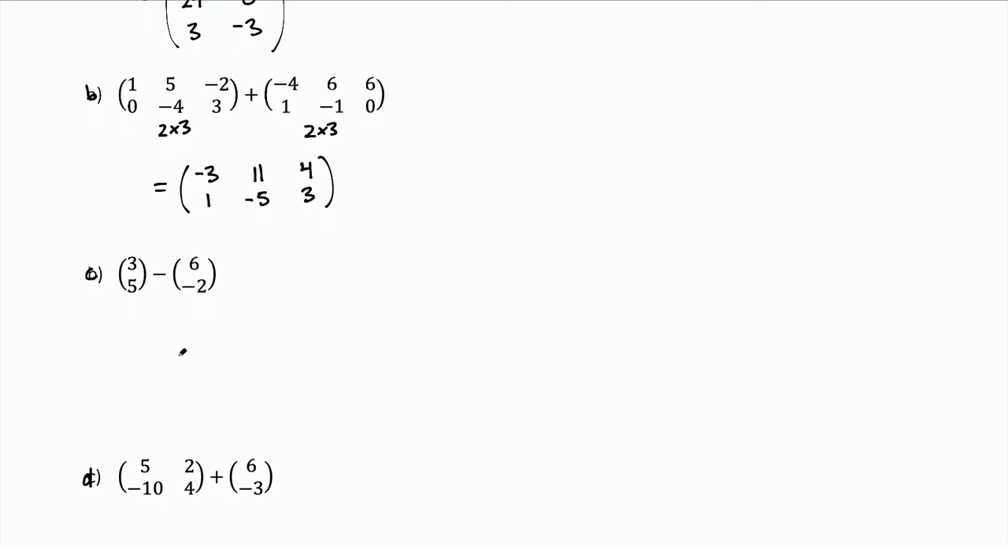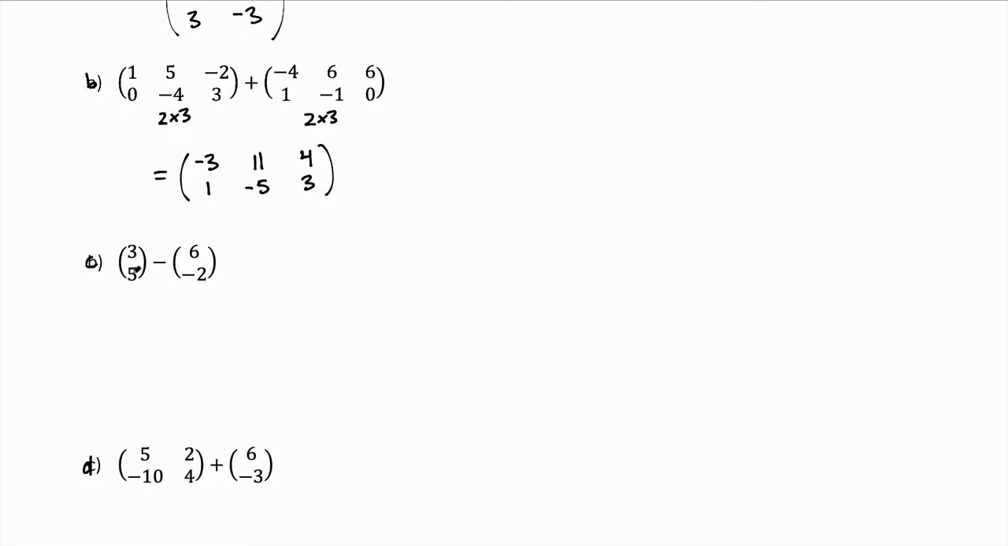Same idea here when we're subtracting. First of all, these are both 2 by 1 matrices, so we're going to end up with a 2 by 1 matrix. And we do, again, entry by entry. So 3 minus 6 is -3. And 5 minus -2 is 5 plus 2, which is 7.